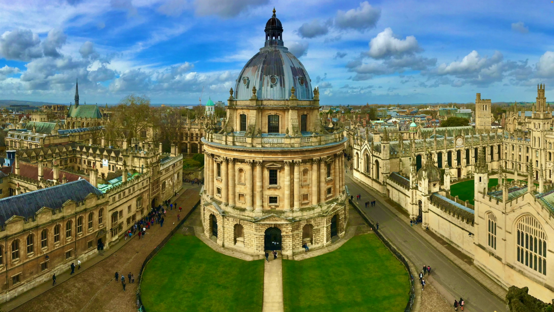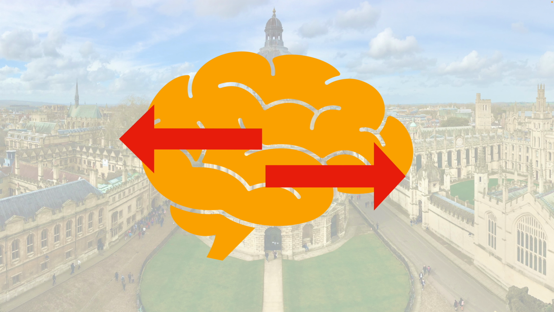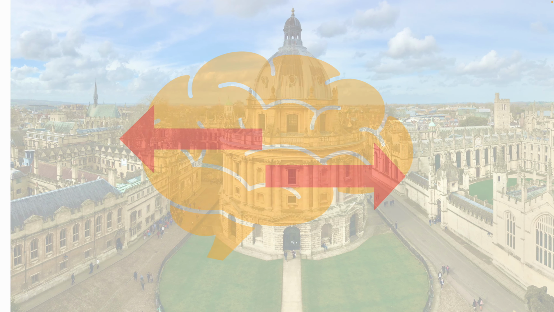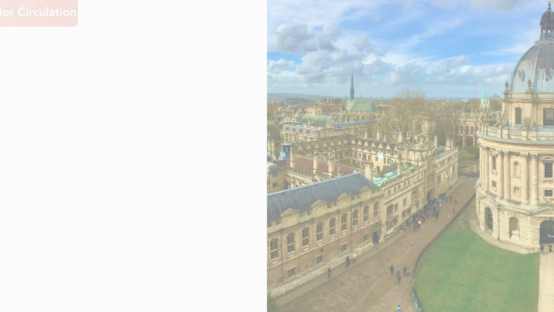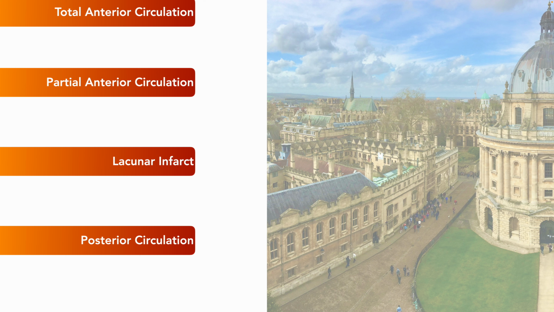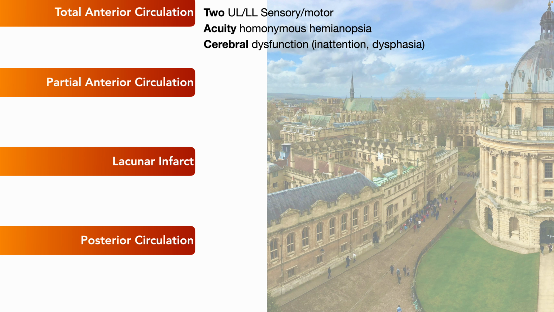The second way we can classify stroke is the Bamford Oxford classification, which divides into anterior and posterior circulation syndromes. I'm not going to labour these. You've got total and partial anterior circulation, posterior circulation, and the lacunar infarcts. TACs need upper limb and lower limb sensory motor deficit on one side, a homonymous hemianopsia, and cerebral dysfunction, so inattention or dysphasia. Partial, you need two of those.